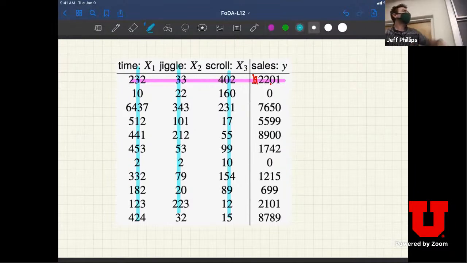So I can capture these multiple things and they might have an interplay. Maybe if I scroll more, I'm not jiggling, and those make up for each other. Maybe the time is good as long as I'm actively doing some jiggling and scrolling, but if I just have it open and I'm not interacting with it, then that's not as helpful. So how do we build a model that understands how to predict the sales by combining these different features and understanding a richer model of what is going on here? We're going to build this linear model.